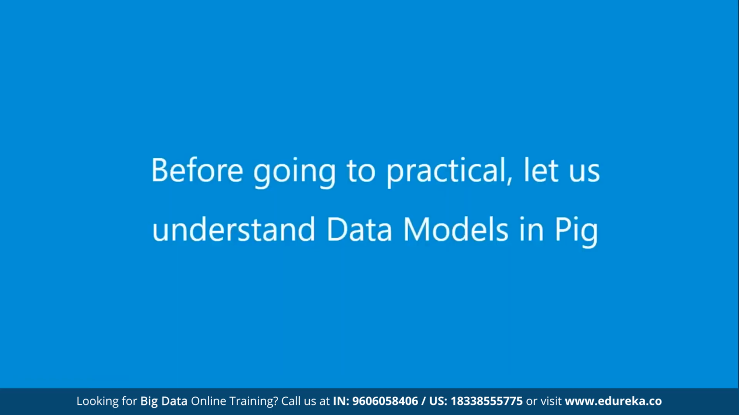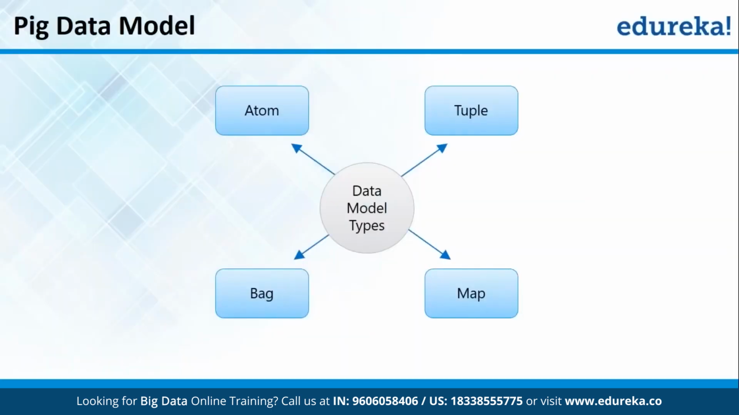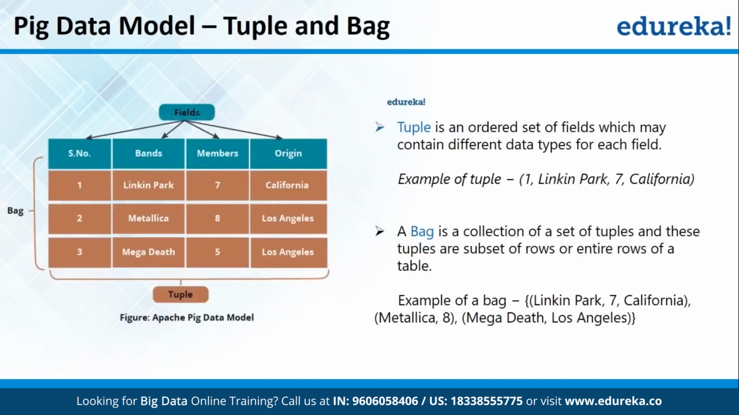Before going to the practicals of executing the pig script, let us understand the data models in pig. There are basically four major data models in pig. One is atom, the other is tuple, the third one is bag, and the fourth one is map. We'll understand each one of them one by one. First we'll understand what is a tuple and what is a bag, because these two are used generally together.